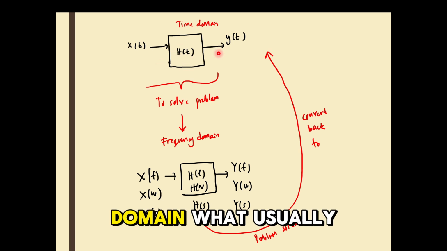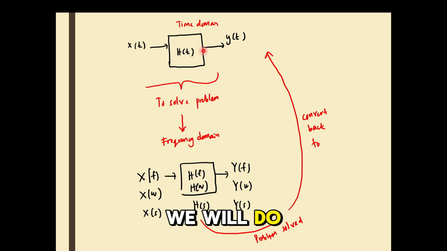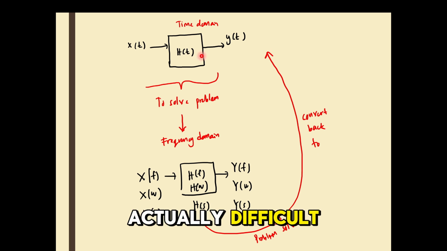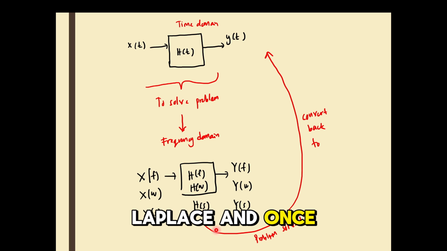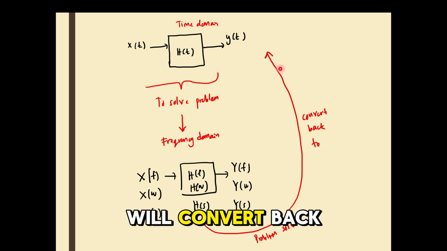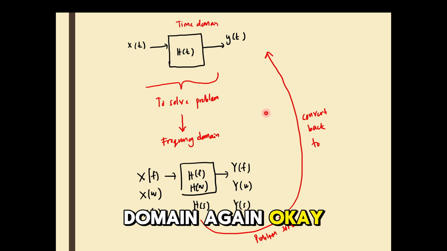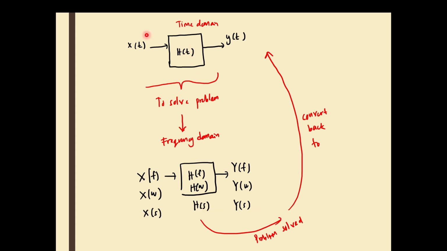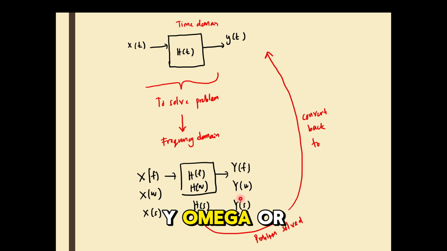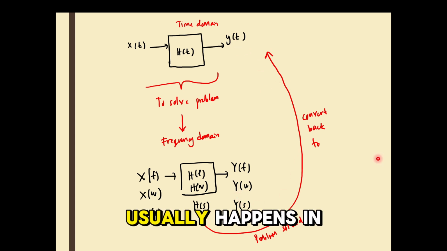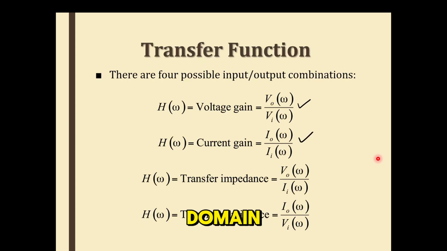In time domain, the analysis is difficult, therefore we change to the frequency domain, either in f or omega or s Laplace. And once the problem is solved, we usually convert back to the time domain. For example, let's say you have x(t) and h(t), and to find y(t) is difficult in the time domain. So we change all of them to the frequency domain. After finding Y(omega) or Y(s), we get back y(t).